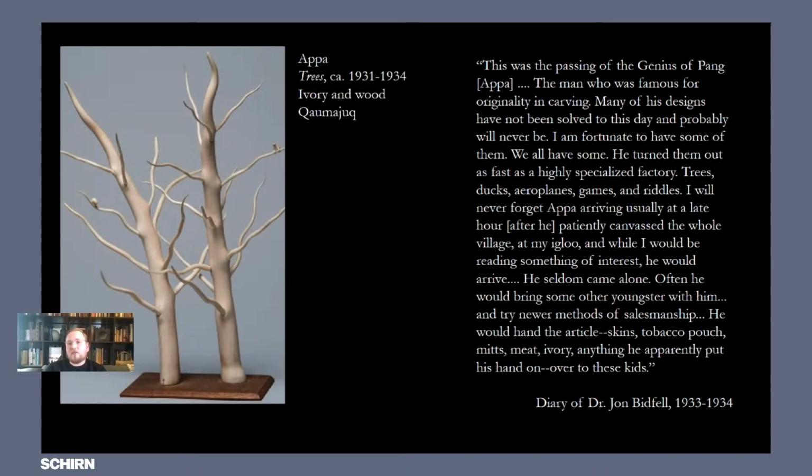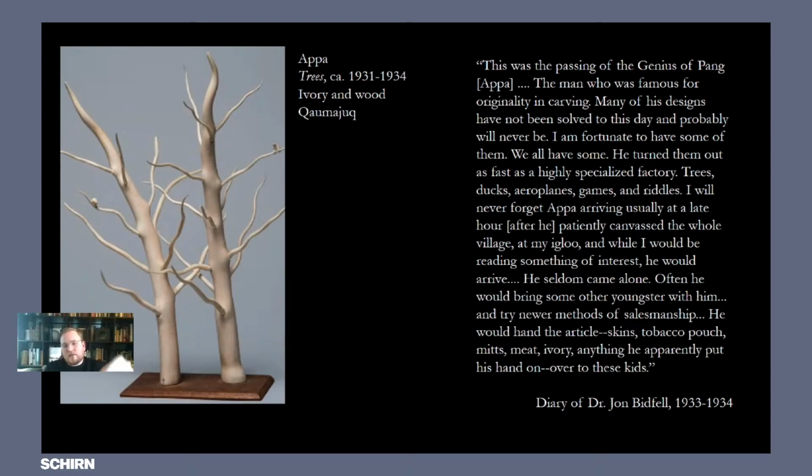And what I really like about this quote from the diary of Dr. John Bidwell is that he talks about Oppa being very famous in Panniktuk for his originality. And I really like this description he uses, which is that many of his designs have not been solved to this day and probably never will be. So what he's talking about here, for instance, in this sculpture of trees, is how incredibly astounding it is that Oppa was able to create these small, slender branches out of very tough ivory, in a way that incorporates them with the actual tusk.